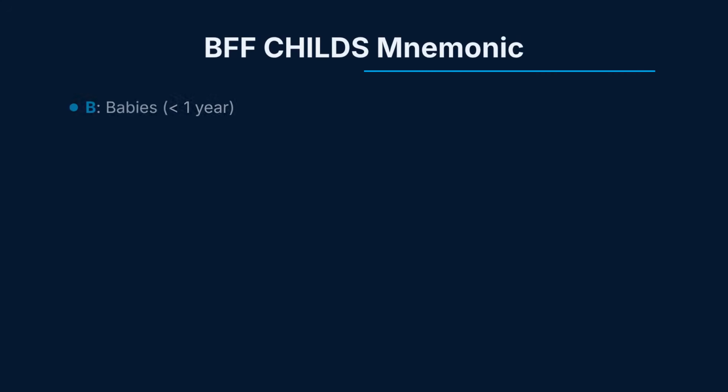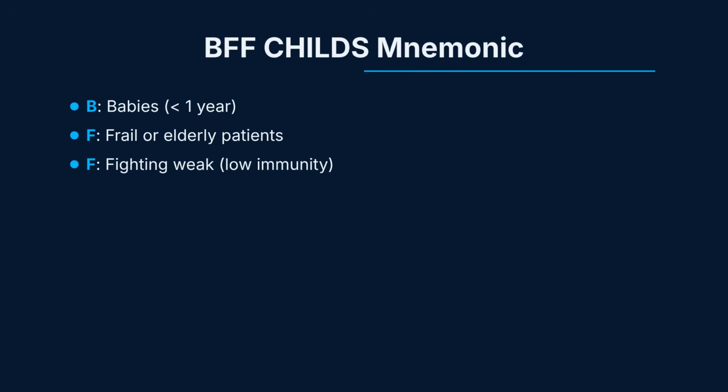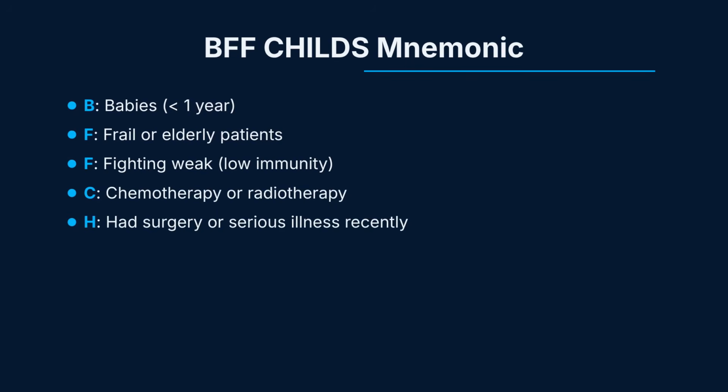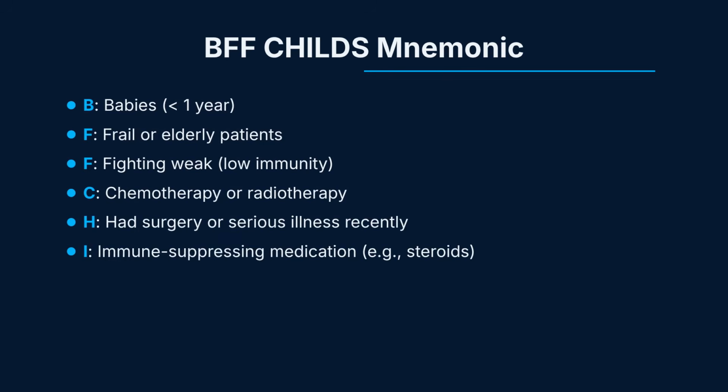A useful way to remember the high-risk groups is the mnemonic BFF-CHILDS. B stands for babies under 1 year, F stands for frail or elderly patients. The second F stands for fighting weak, meaning people with low immunity. C stands for patients receiving chemotherapy or radiotherapy. H stands for patients who recently had surgery or a serious illness. I stands for people taking immune suppressing medicines such as steroids.